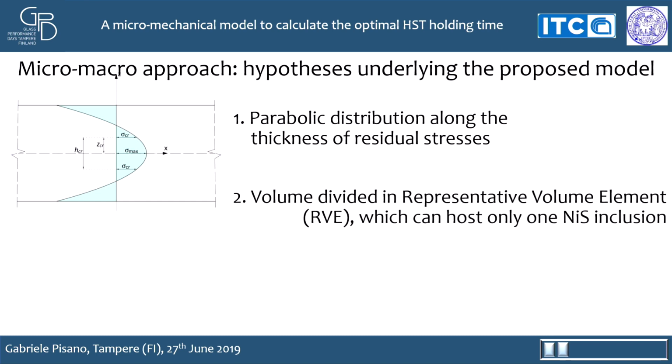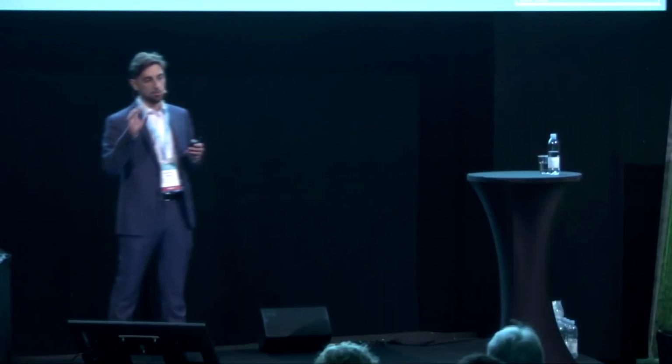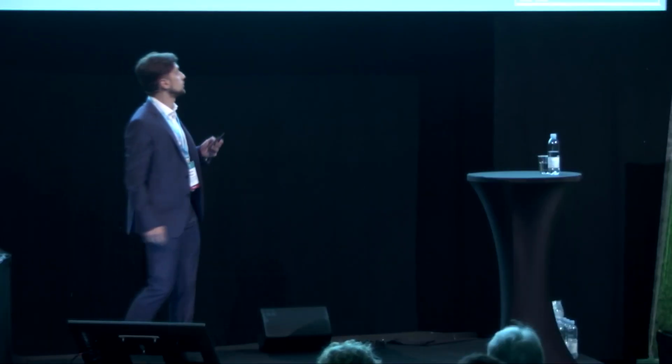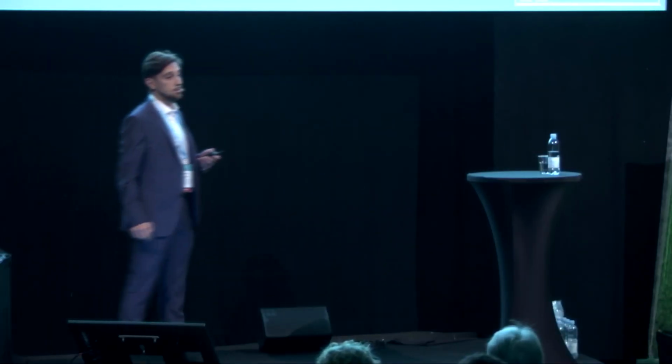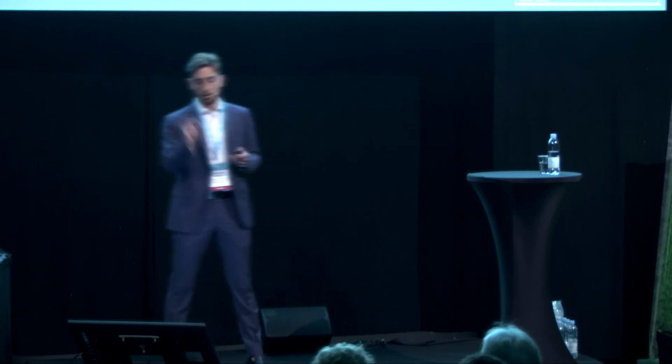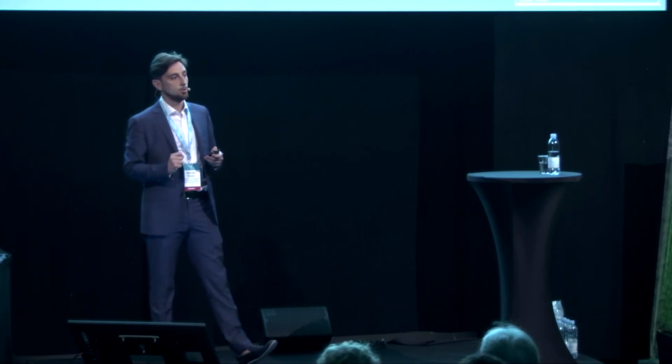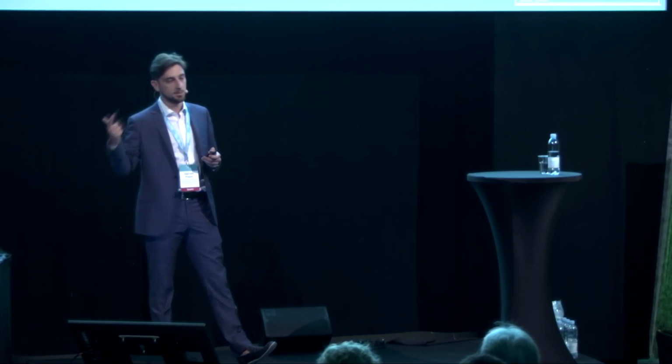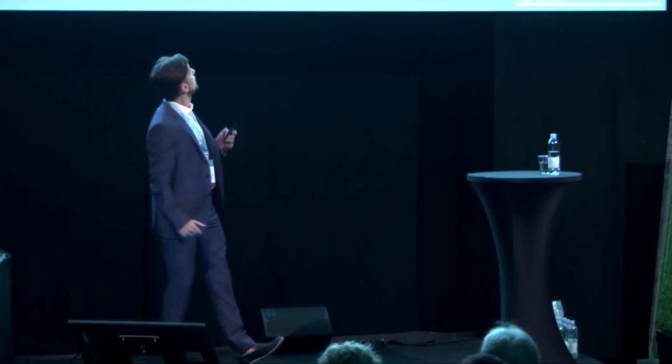The volume is ideally divided into representative volume elements, whose main characteristic is that they can host only one inclusion, and that they are characterized by a certain probability of hosting an inclusion. A weakest-link-in-the-chain approach is used because obviously the reaching of the critical condition in only one nickel sulfide inclusion leads to the collapse of the whole element.